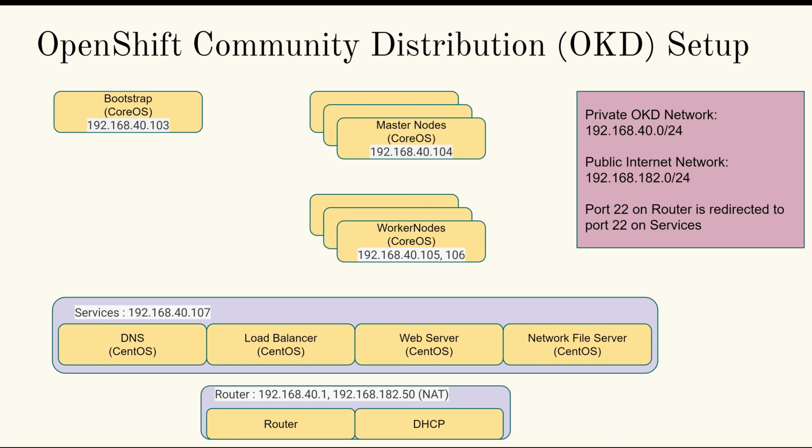So I will be able to access the router system from outside, and then from there I can access any internal systems. So I have configured the router system in such a way that port 22 on it is redirected to port 22 on the services system. So what does it mean? When I SSH into the router system using the external IP address 192.168.182.50, I will be automatically taken into the services system, which is 192.168.40.107. So now let's get started.